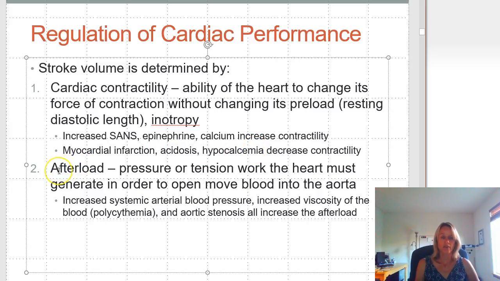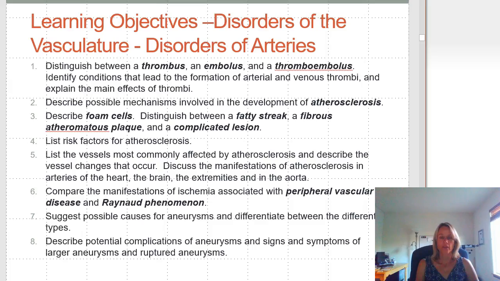And then afterload also affects stroke volume. The afterload is the pressure or tension that the heart must generate in order to open the aortic valve and move blood into the aorta. So in this case, an increase in afterload will decrease stroke volume. And afterload can be increased by an increase in blood pressure, like in hypertension, increased viscosity or thickness of the blood, like in polycythemia, and also with aortic stenosis, or narrowing of that aortic valve. That can all lead to an increase in afterload. Okay, that was it for the review.